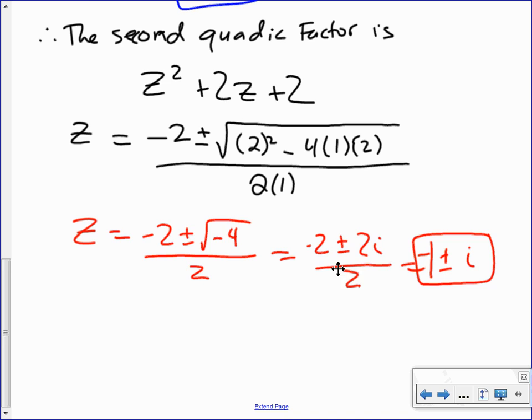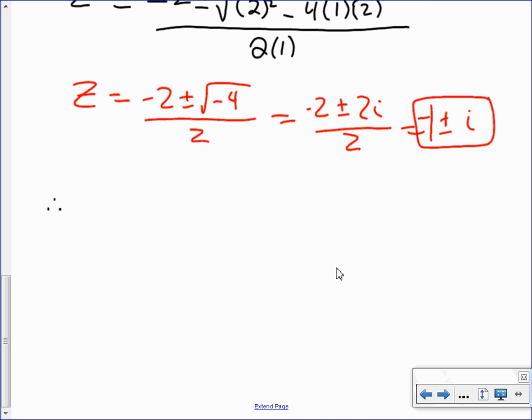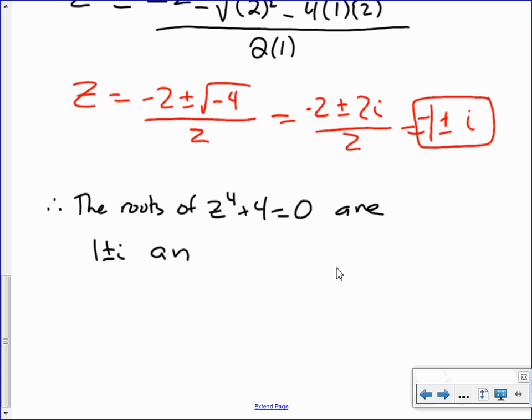So let's clean it up. The roots of z to the 4th plus 4 equals 0 are 1 plus or minus i and negative 1 plus or minus i. Ta-da!